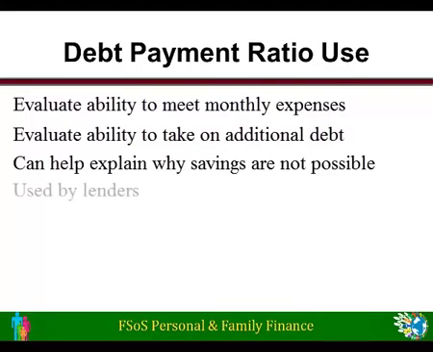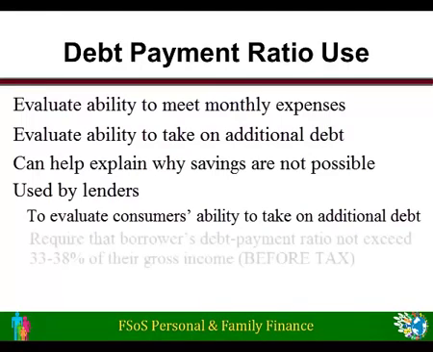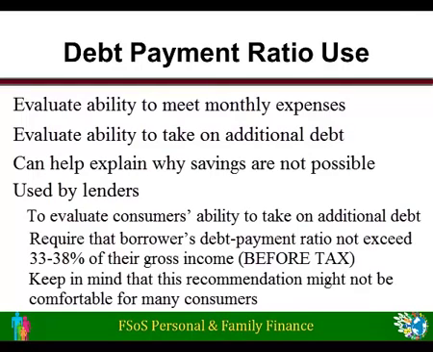The ratio is also used by lenders when they evaluate consumers' ability to take on additional debt. Lenders generally require that a potential borrower's debt payment ratio not exceed 33 to 38% of their gross income. Remember, gross income is before taxes are deducted. So it's important to keep that in mind, that this recommendation might not be comfortable for many consumers, primarily because it uses before tax income.